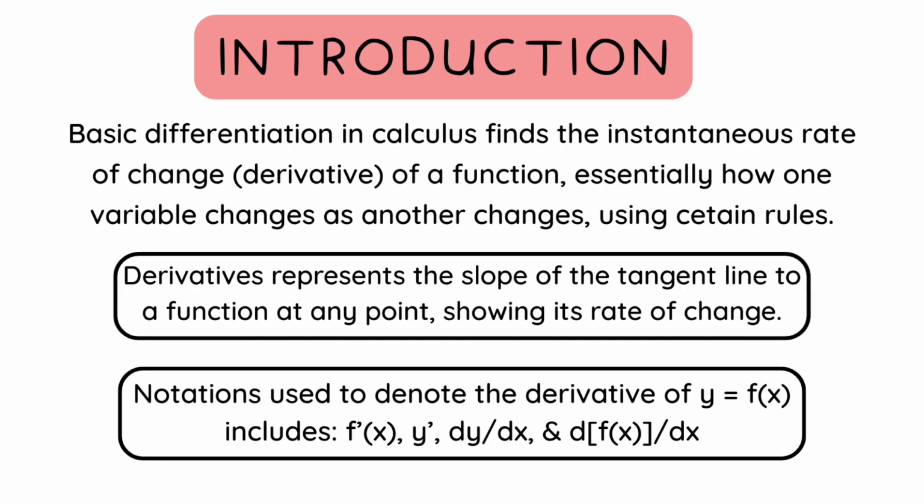Basic differentiation in calculus finds the instantaneous rate of change, the derivative of a function, essentially how one variable changes as another changes using a certain rule. The derivative represents the slope of the tangent line to a function at any point, showing its rate of change.